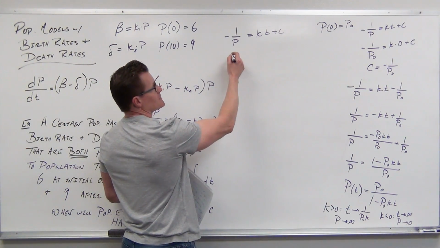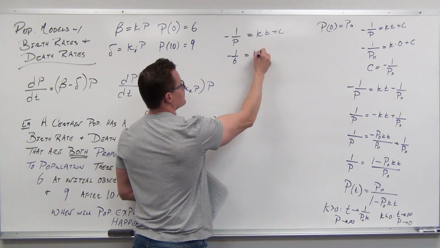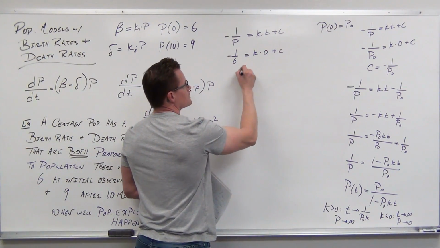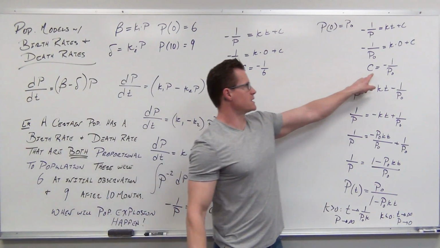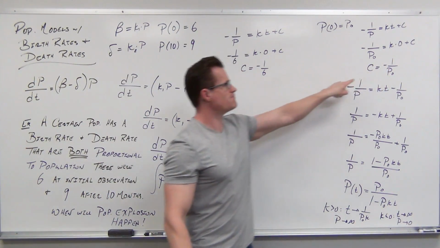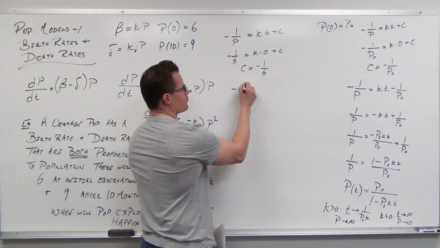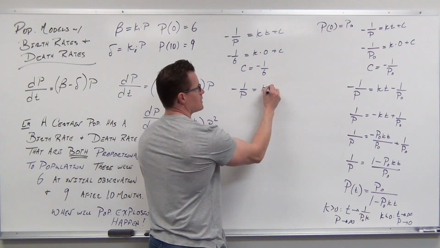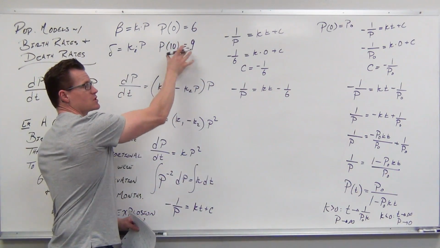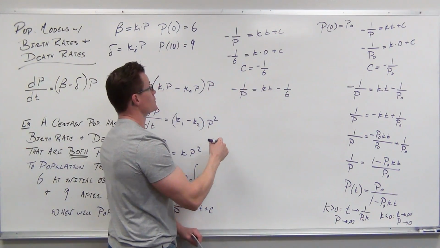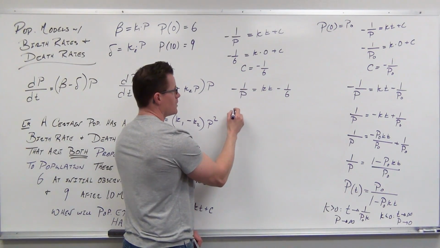So the population is 6 when my time is 0. C is negative 1/6. Wait a minute. C is negative 1 over the initial population. Yes, it is. Okay, so negative 1 over P equals K times T minus 1/6. We can now use how the population is varying to find our constant variation. So when the population has had 10 months to grow, we have 9.